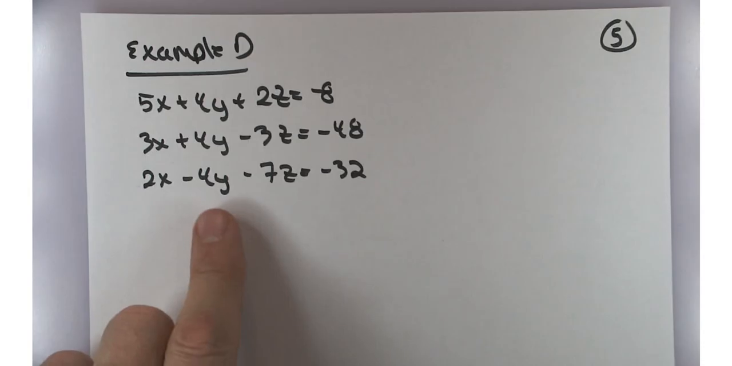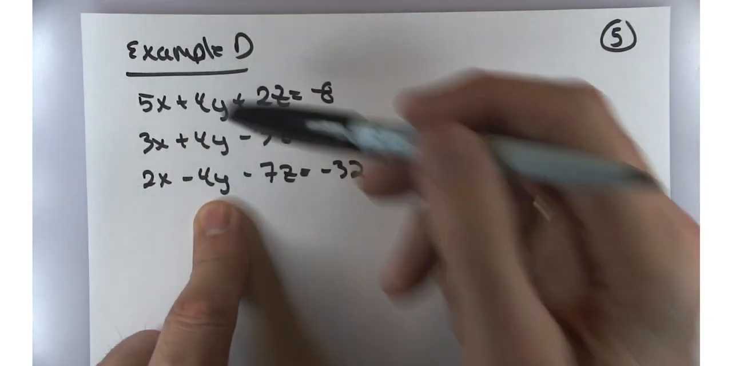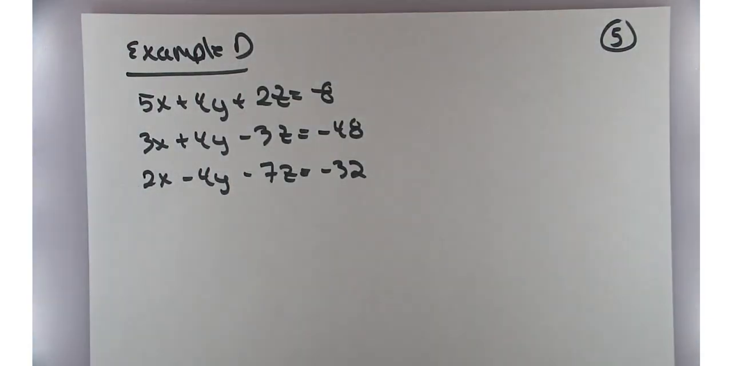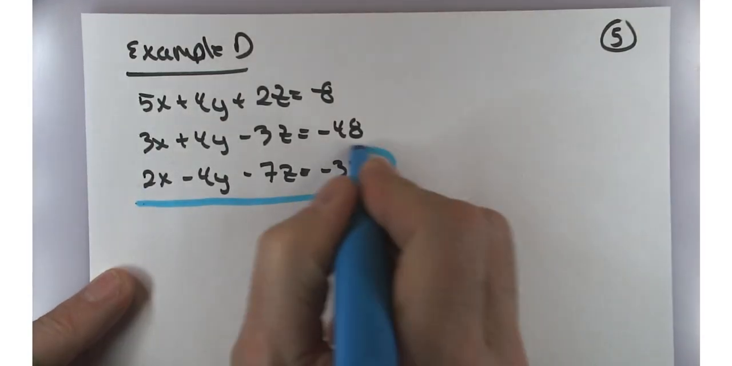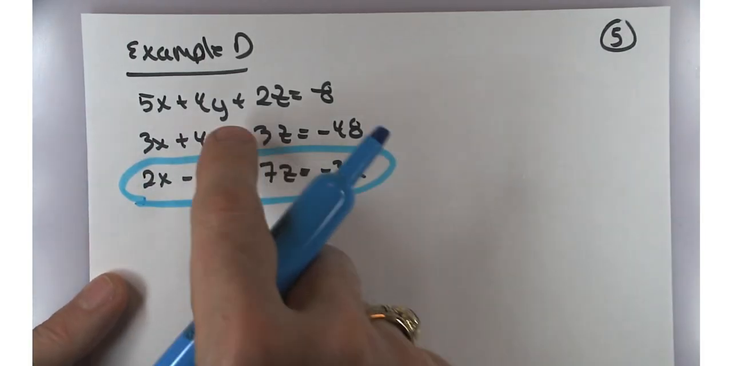Yeah, the y's are looking good, right? I mean, they're all either 4 or negative 4 for a coefficient. So I'm going to break with what I've done with the previous couple, and I'm actually going to use the bottom equation here to eliminate the variables from the other two. So let's circle this one to begin with. I'm going to use this equation to eliminate the y from the other two.